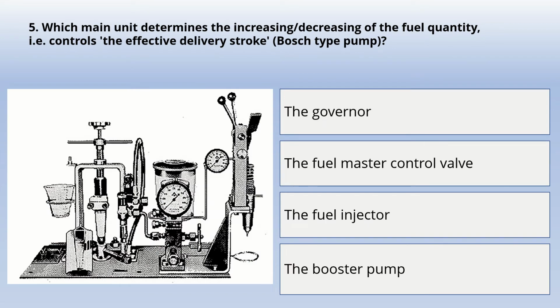Our next question is, which main unit determines the increasing or decreasing of the fuel quantity, that is, controls the effective delivery stroke in Bosch type pump? And the options are the governor, the fuel master control valve, the fuel injector, the booster pump. And the correct option is the governor.